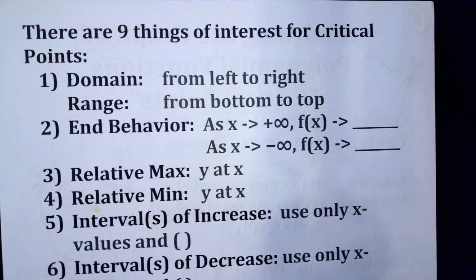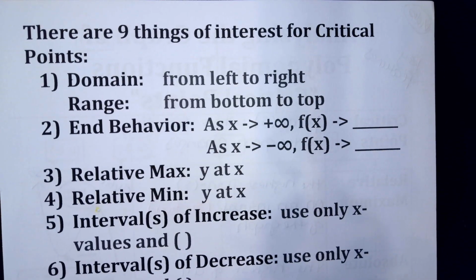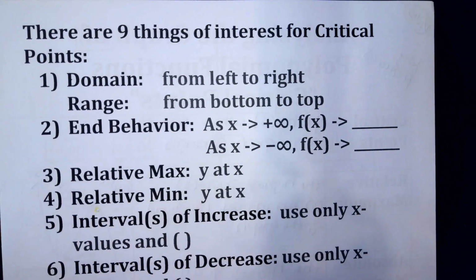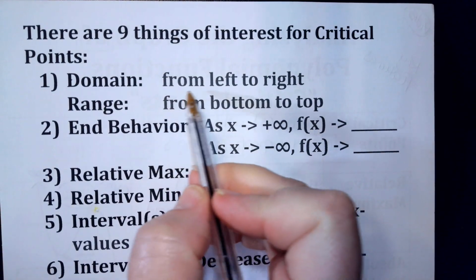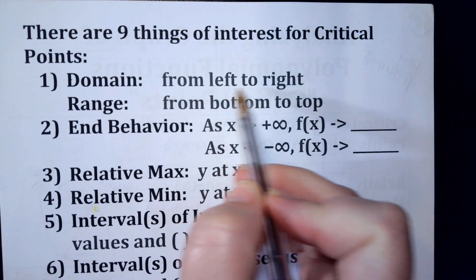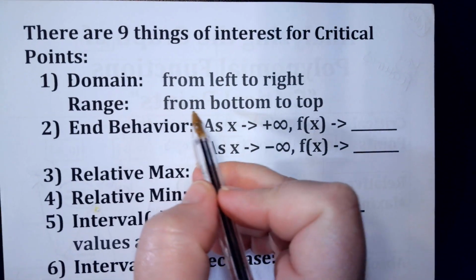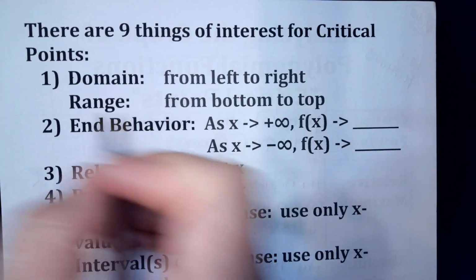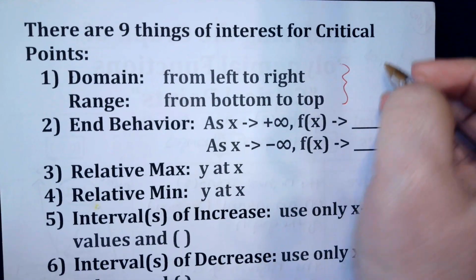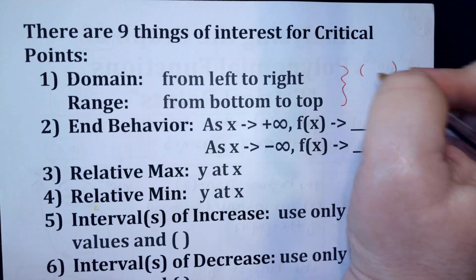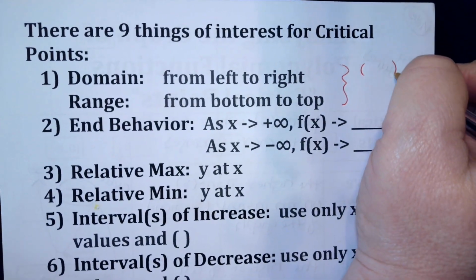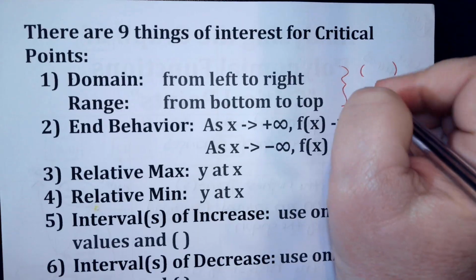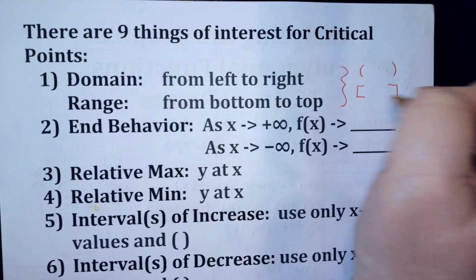So there are 9 things of interest for critical points. Okay. All right. The first one is our domain and range. Now, we've already worked with domain and range. All right. We know that domain on a graph always reads the graph from the left side of the graph to the right side, and the range reads the graph from the bottom of it to the top of it. Your domain and range is going to be the only one that either uses a set of parentheses or a paren, or a set of brackets, or just a single bracket.